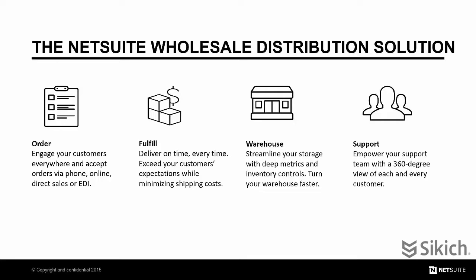In the warehouse, streamline your storage with deep metrics and inventory controls. Track every turn of inventory and turn your warehouse faster. Gain maximum visibility into your inventory to sales ratios. Minimize stockouts and obsolete items on the shelves. Leverage distribution centers and multiple branches. Reduce your inventory overhead costs, and analyze data metrics to improve warehouse efficiencies.